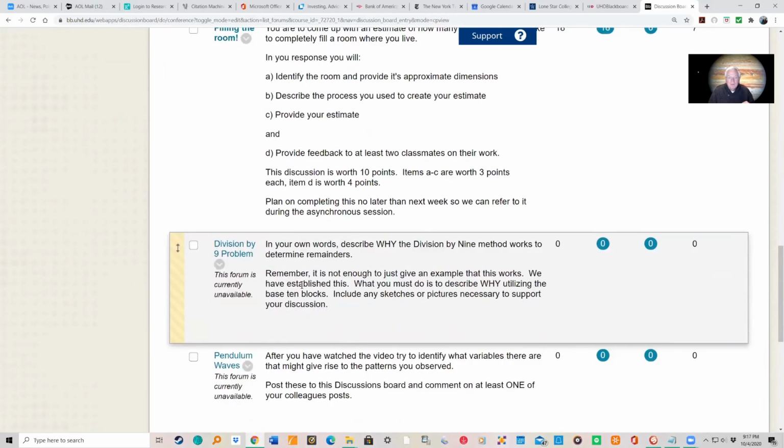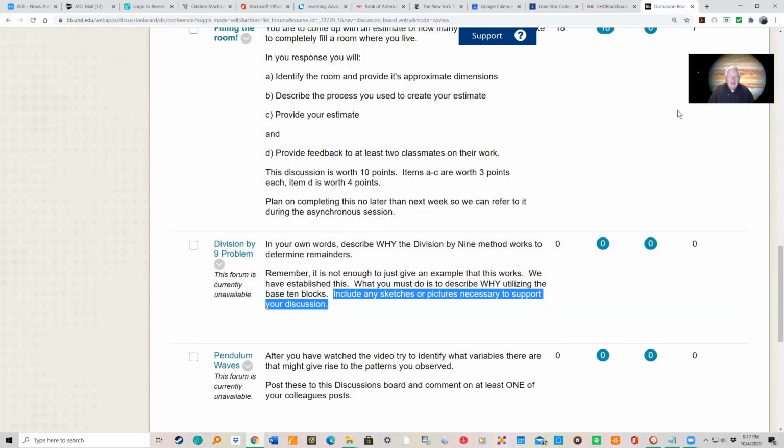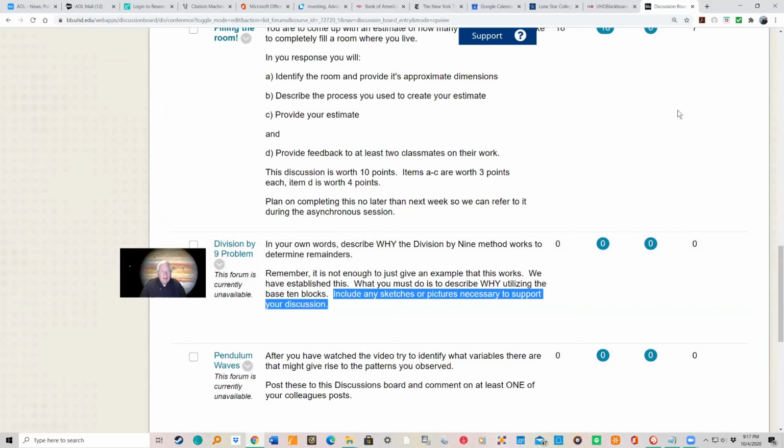And just as a reminder, don't just give me an example. We already know it works. What you need to do is to include any sketches or pictures necessary of the base 10 blocks to verify that you do understand why this particular method will work. And if it turns out that you can't do it yet, at least put up as much information and get as far as you were able to.